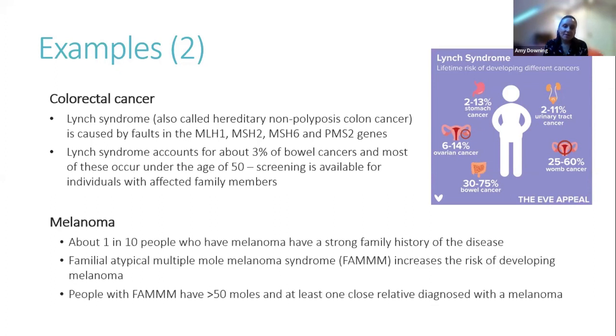And finally, just to mention melanoma, as I said earlier, melanoma also has a familial component. So around 1 in 10 people who have melanoma have a strong family history of the disease. And there is a particular syndrome, FAMMM, which increases the risk of developing melanoma. People with this syndrome have over 50 moles and at least one close relative diagnosed with melanoma. And researchers have found genes that are associated with this syndrome.